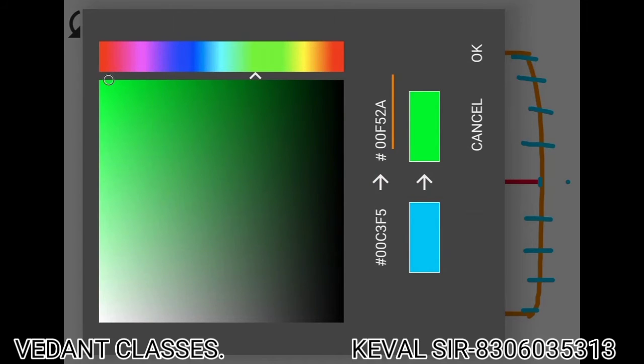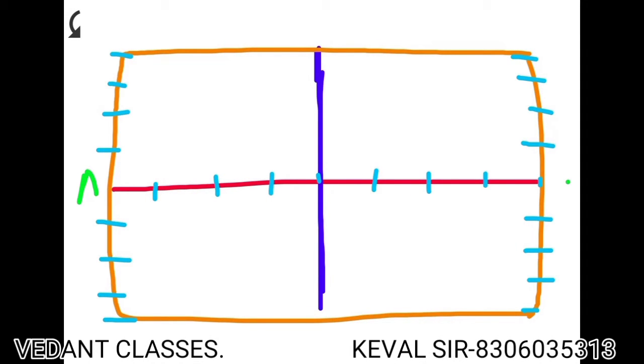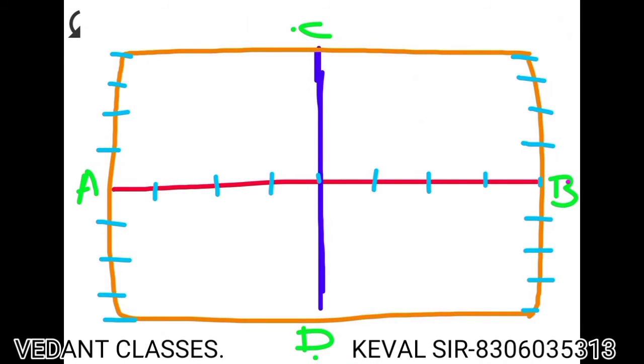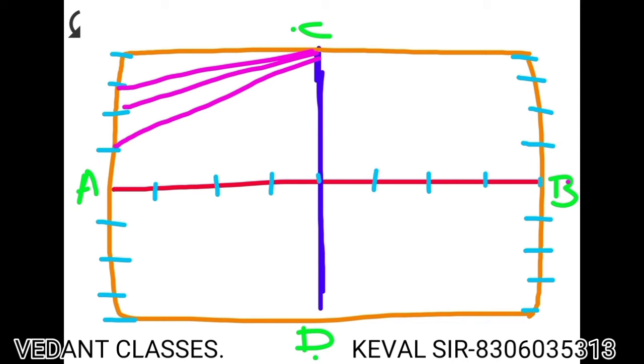Let's name a few points. Let's say it is AB and these are our CD. So here the length, the major axis, is named AB and the minor axis is named CD. Now what you need to do is connect points like this. First connect C to this, then second, and this will be third. Repeat this on the other side like this.